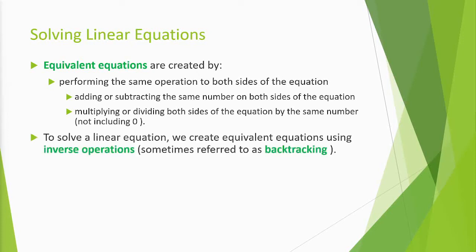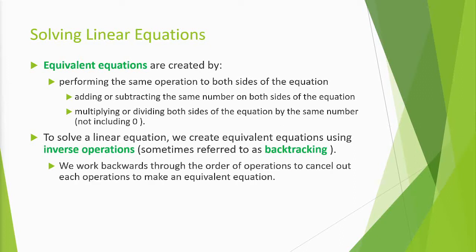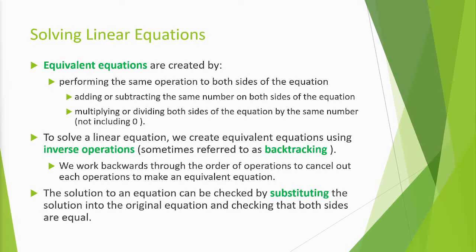To solve a linear equation, we need to create equivalent equations by doing what's called the inverse operation, and we sometimes call this backtracking. The reason it's called backtracking is we work backwards through the order of operations to cancel out each operation and make an equivalent equation that is slightly simpler. When we get to the end, we can check our answer by substituting it back into the original equation and checking that both sides are equal.